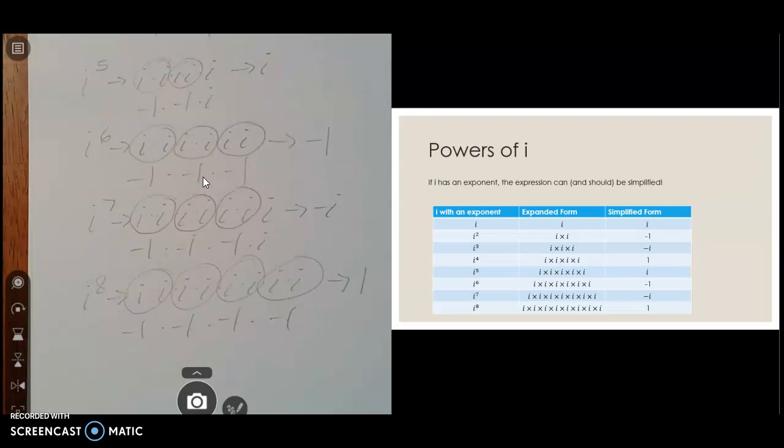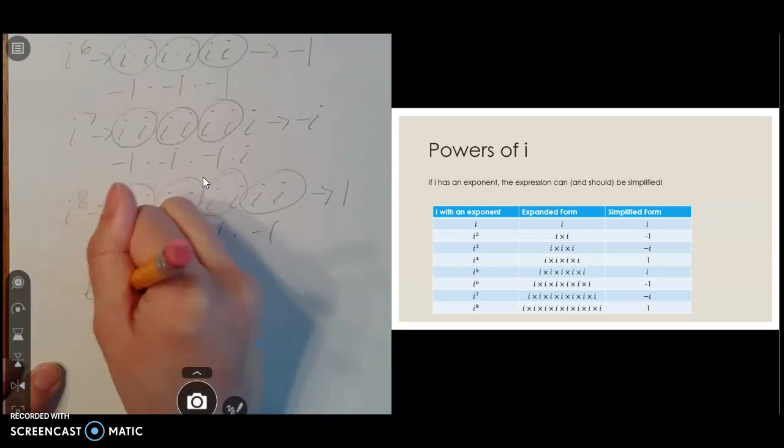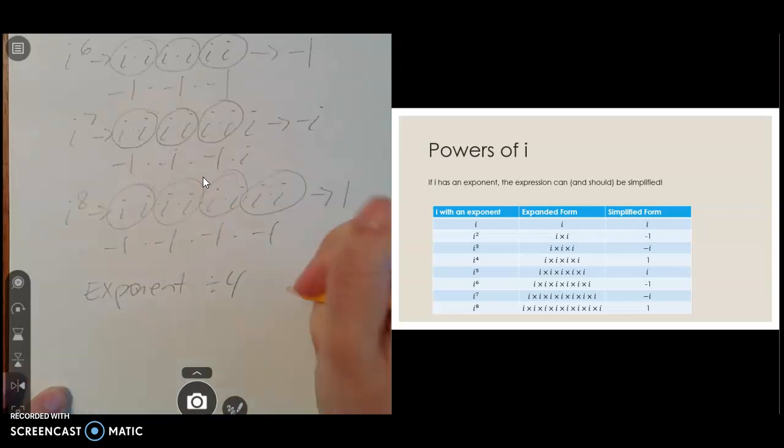So what you can do, because we know it's basically a pattern of 4, because if I have like i to the 100th power, you are not going to want to write i 100 times and figure out which one of those 4 choices it is, okay? So what you can do is basically take the exponent of your i, divide it by 4, and then look at the remainder, okay?